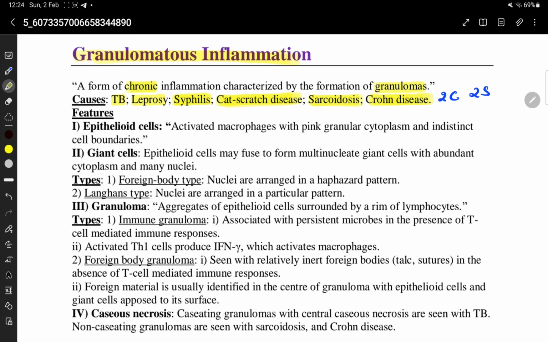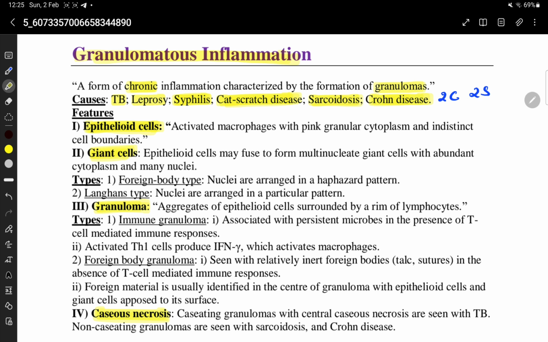Features of granulomatous inflammation: 4 features: epithelioid cells, giant cells, granuloma, and caseous necrosis.